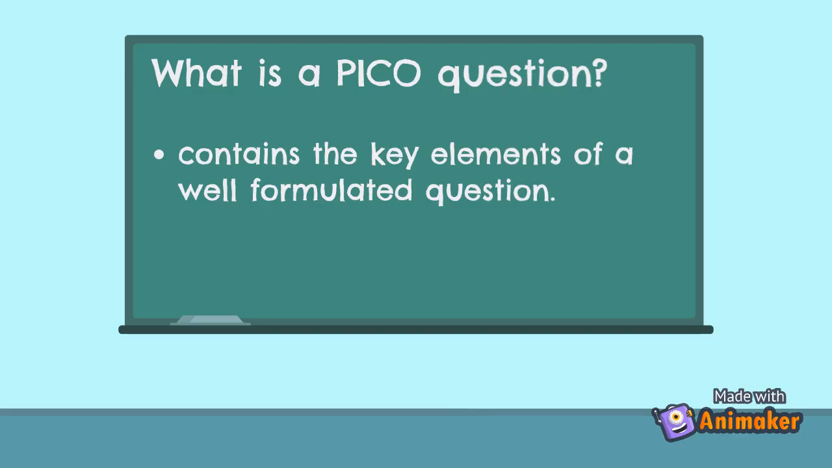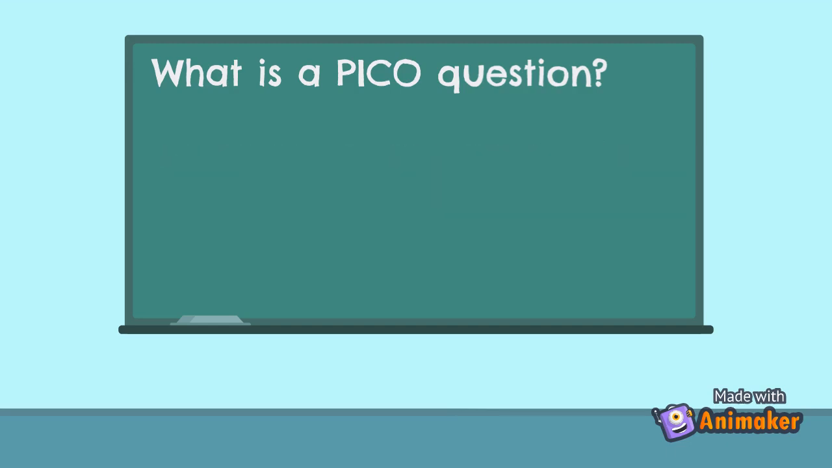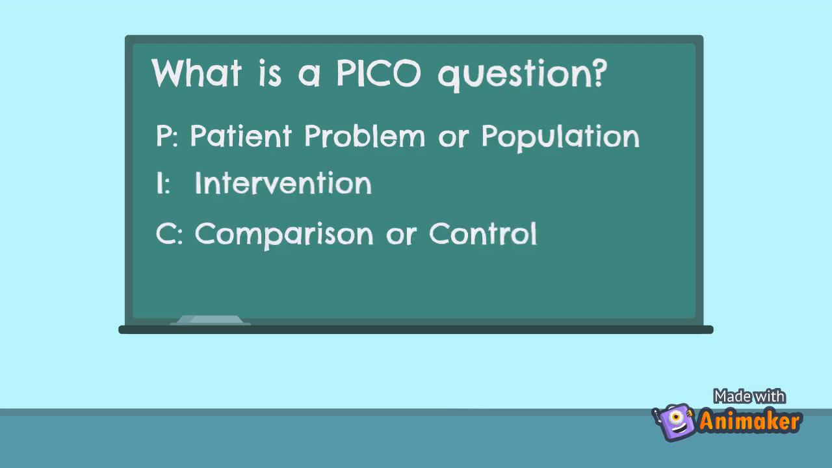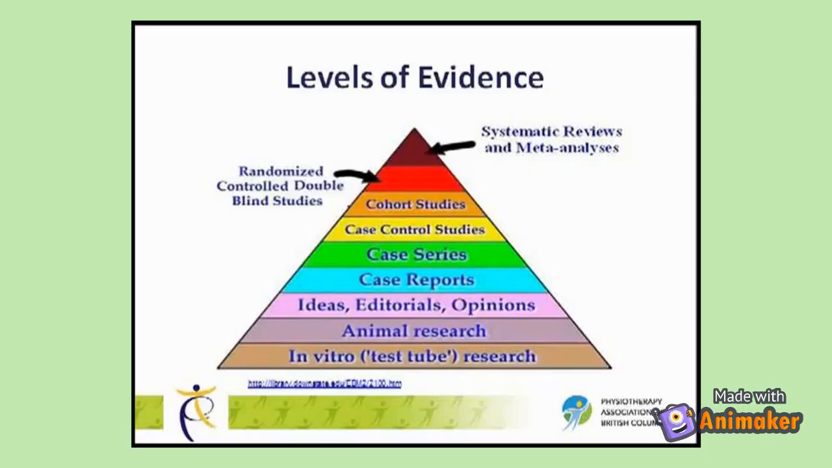What is a PICO question? PICO is an abbreviated form that stands for the key elements of a well-formulated question. P is for patient problem or population, I is for intervention, C is for comparison or control, and O is for outcome. Also, we need to have an overview of what is the highest level of evidence.